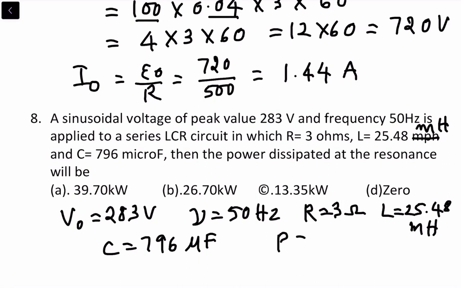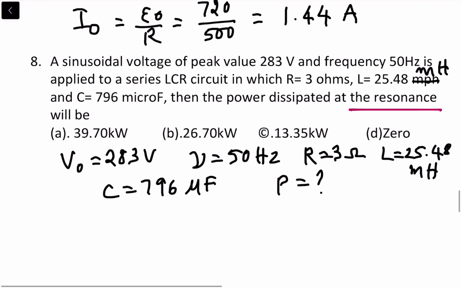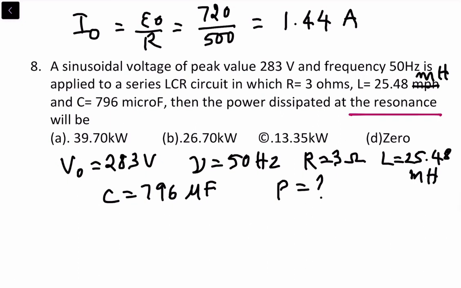Then what is the power dissipated at the resonance? The point here is at the resonance. So that is the point they have given. So let us take at resonance. What happens now? We all know XL is equal to XC. Then in that case, what is the power now? That is the question now. Let us take the current first, that is I is equal to, they have given peak voltage, that is 283 they have given.